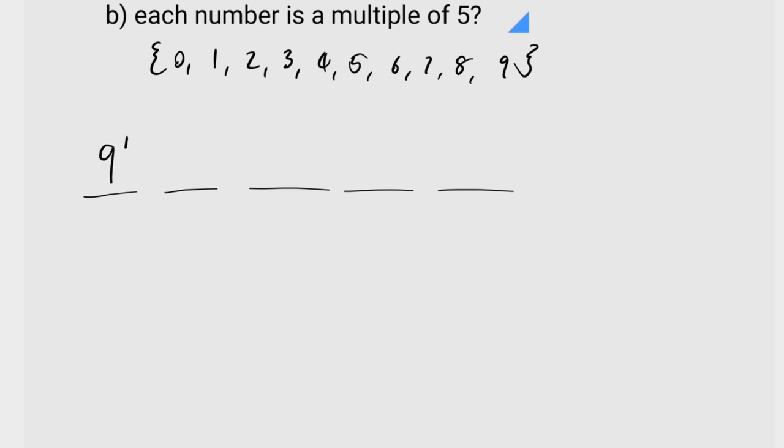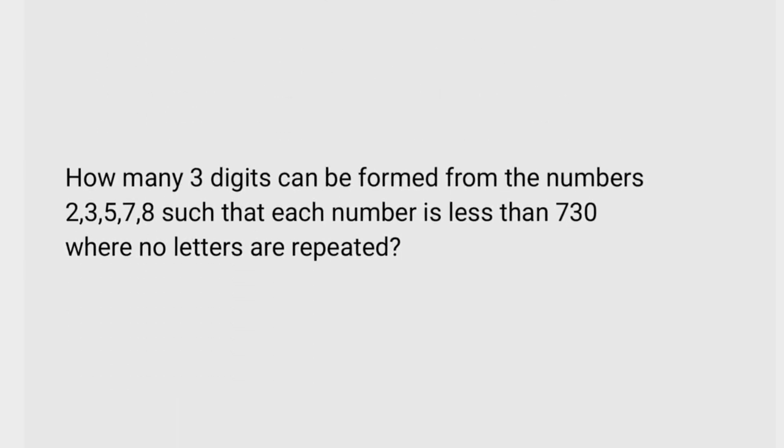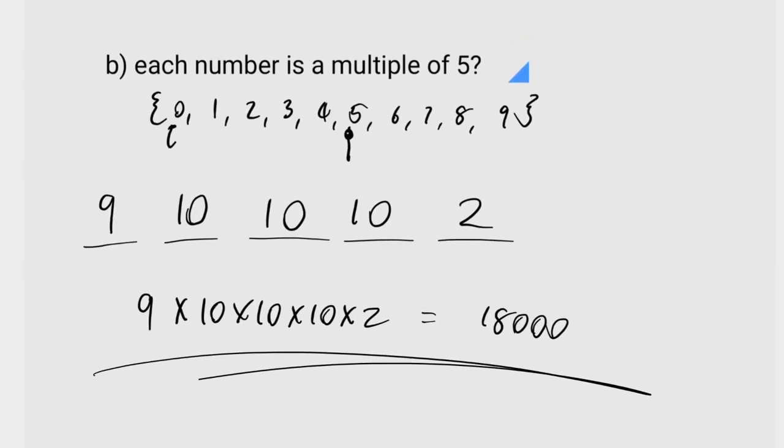Anyway, just like in the previous example, we have 9 for the first one, and then there's no restriction on the second digit, third digit, and fourth digit, right? Because the only thing with a multiple of 5 is that the last number either has to be a 5 or a 0. So that means you have 2 options for the last one. Therefore, by the multiplication rule, you have 9 times 10 times 10 times 10 times 2. That's equal to 18,000. Yeah, that's the answer to that question.